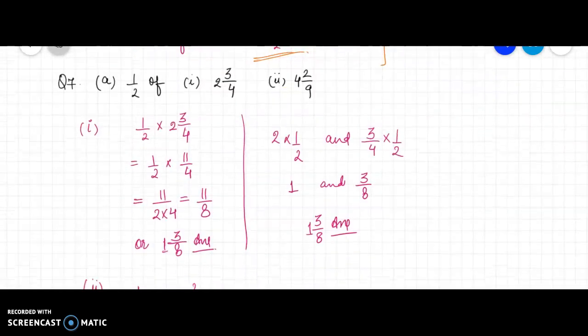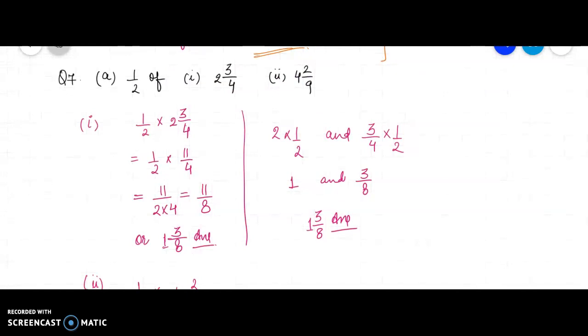Now let's see question number 7. It has two parts in it: 1 by 2 should be multiplied. Of means to multiply, by 2 3 by 4 and 4 2 by 3. See, for this we have two methods. First I'm solving for 2 3 by 4, half multiplied by 2 3 by 4.